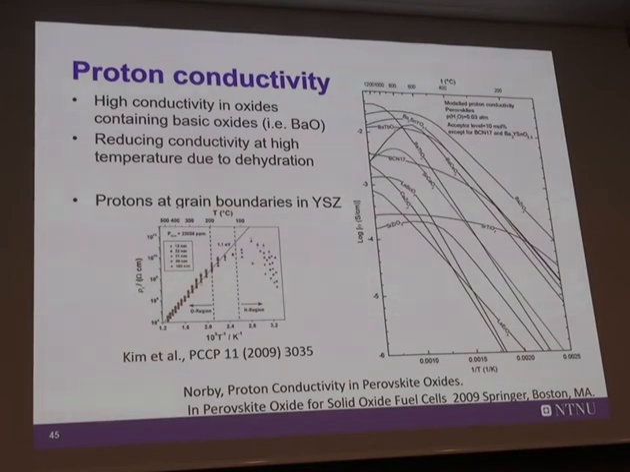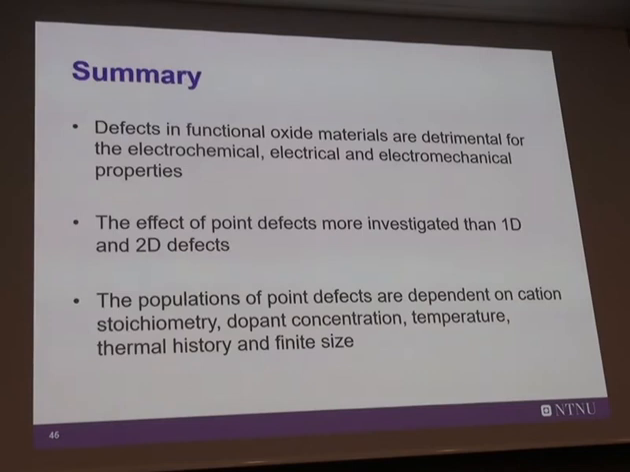Okay, so let's try to summarize. I tried to show you that the defects in functional oxide materials are detrimental for the electrochemical, electrical and electromechanical properties. The effect of point defects is more investigated than 1D and 2D defects. And the populations of the point defects are dependent on cation stoichiometry, dopant concentration, temperature, thermal history, and final size. So thank you for your attention.